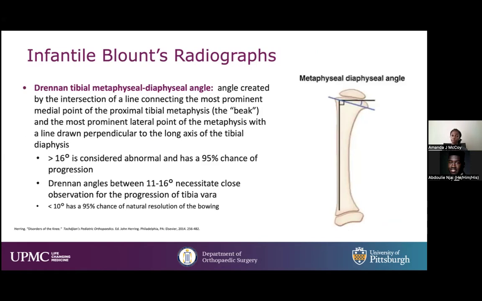One radiologic measurement that I rely on almost daily in my clinic is the metaphyseal-diaphyseal angle. This is an angle created by the intersection of the line of the proximal tibial metaphysis and the lateral cortex of the tibia. If it's less than 10 degrees, generally, that will almost always resolve, and so you can say it's physiologic varus. If it's greater than 16 degrees, then it's likely to progress, and so then you might be treating it as infantile Blount's. Anything between 11 and 16 degrees means that you should watch carefully to make sure it doesn't continue to progress.